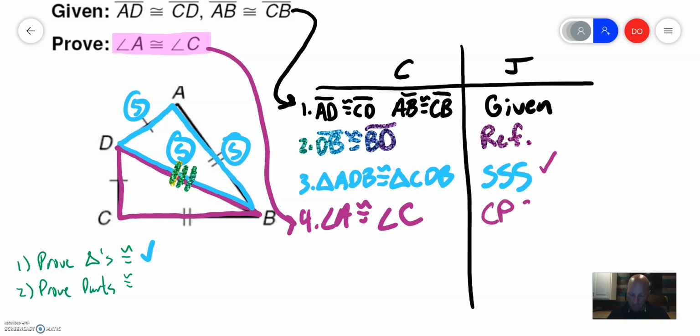So CPCTC. Corresponding parts of congruent triangles are congruent.